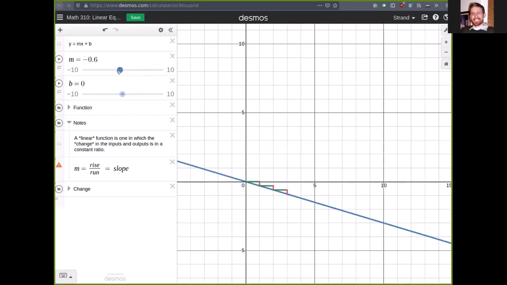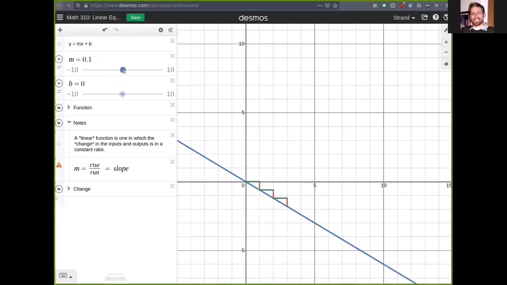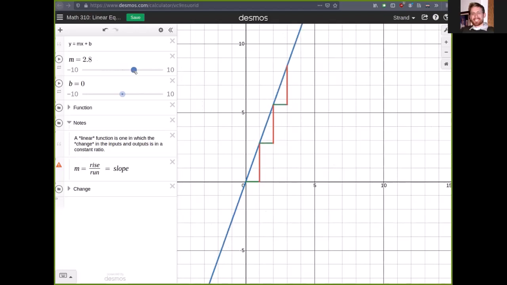And if we make the slope negative, what that means is when we go over 1, we actually go down, in this case 2, when the slope is negative 2. Over 1, down 2, over 1, down 2. And so a line has a constant slope, or that ratio is always the same between the change in y and the change in x. Okay.